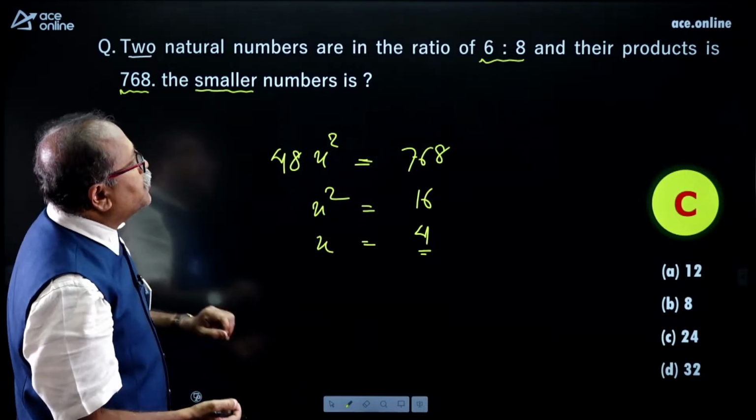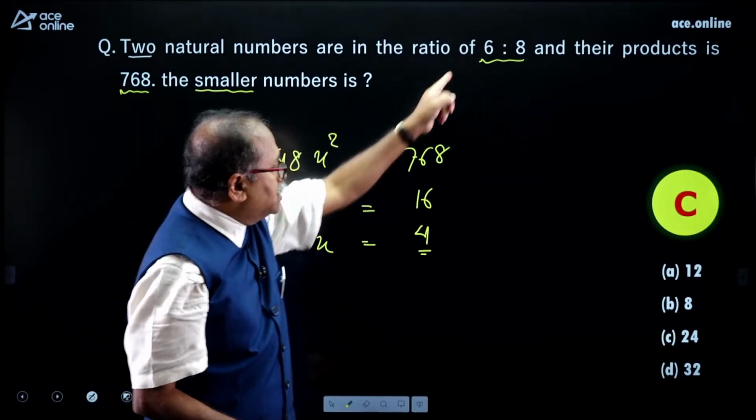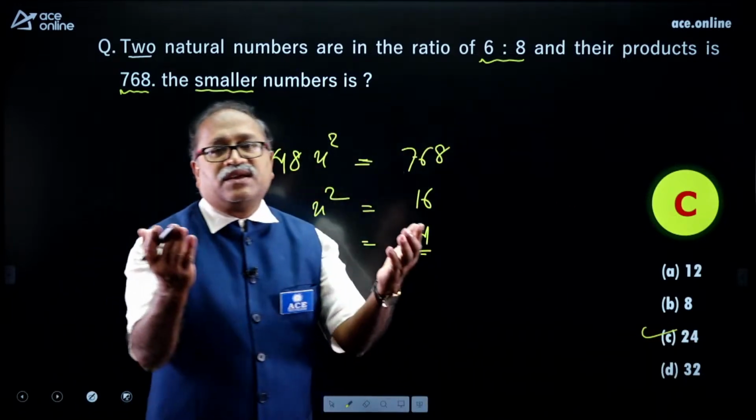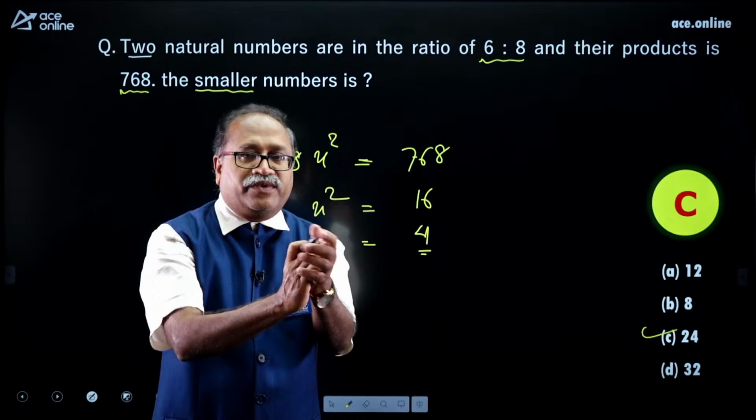You need to find out the smaller number. The smaller number is 6 times 4, which is 24. Option C. So nicely answered the question. Well done, sir. Well done.